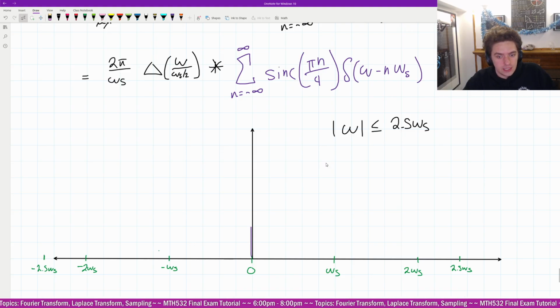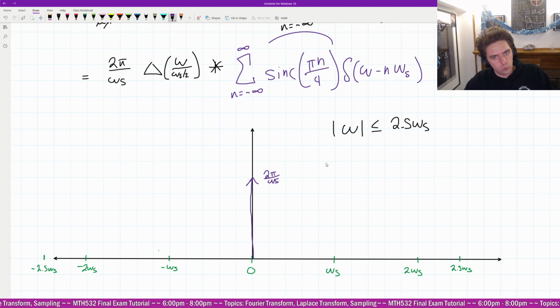Okay, so how do we sketch this? The thing we're relying on is the size of these arrows, right? So you could just try to plug it in, to be honest. So this would be for n equals 0. N equals 0, this is sinc 0. Sinc 0 is 1. So it's just a height here of 2 pi over omega s, right? Because it's 1, and then the height is 2 pi over omega s.